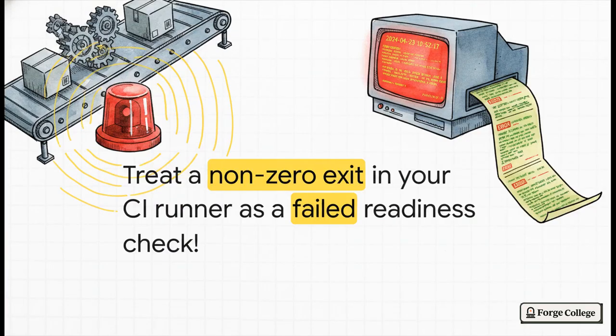Now, if you are running this in continuous integration, you absolutely must treat a non-zero exit as a failed readiness check. Period. No exceptions. If the script throws an error, you have to capture that exact error text and log it as a failure with a precise timestamp. We do not allow silent failures here.